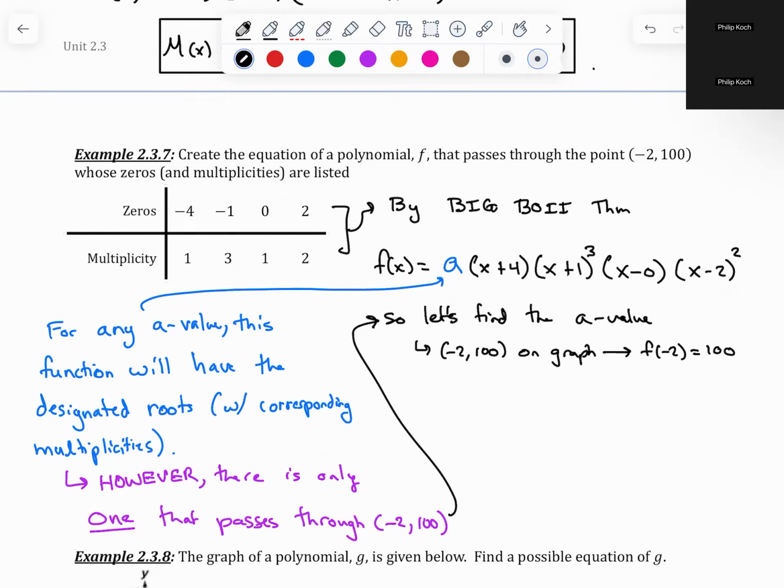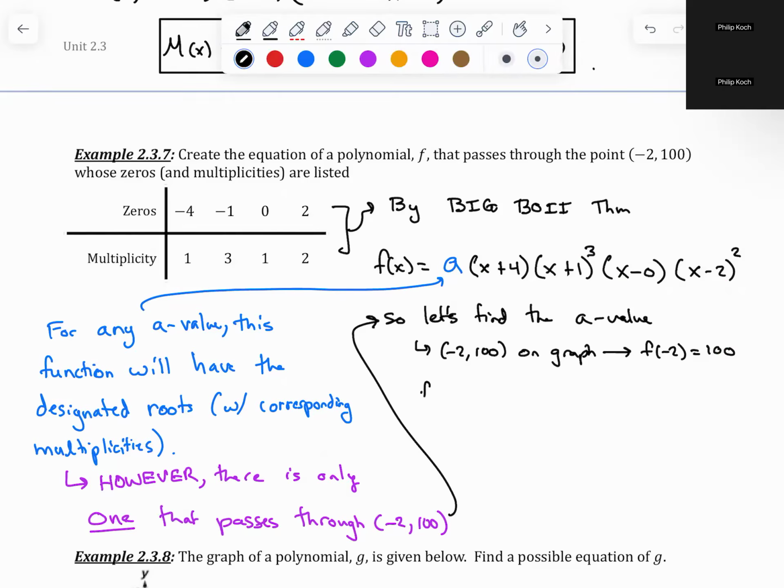So remember, that's the big connection. If (a, b) is on the graph, then f of a is equal to b, because you have your x coordinate, and that gives you a y coordinate. In function notation, that's inputting an x value and getting a y value. You take in an x value, -2, and you spit out a function value, a y value, 100. So we can now replace all the x's in f with -2's, replace the f of x with 100, and solve for a. That a will be the only variable left over.